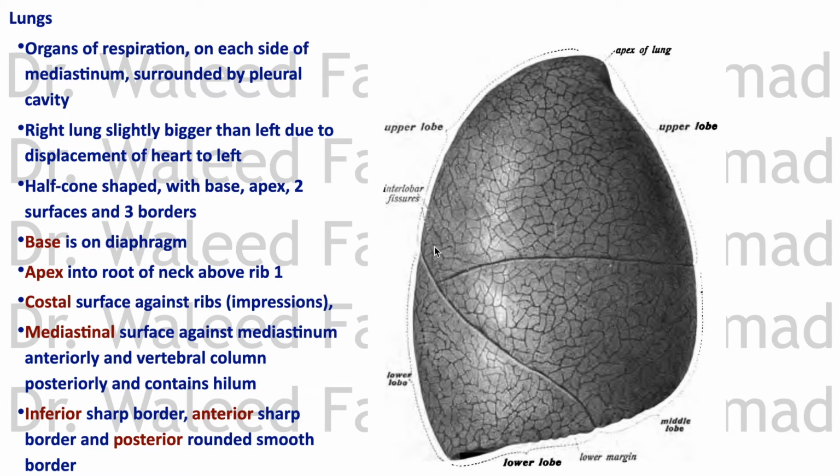This is the way you recognize right from left. Where is anterior, where is posterior, where is superior, where is inferior, where is lateral, that's related to the ribs, and medial that has the hilum in it. This is how you differentiate right from left in practical exams.